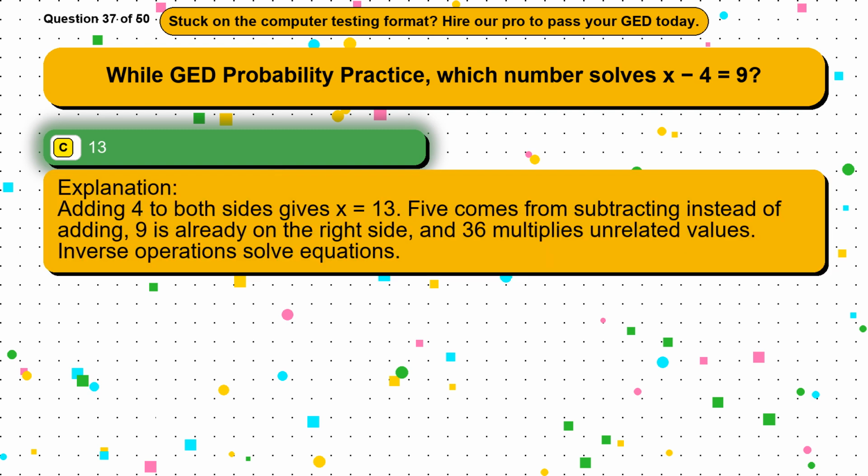Adding 4 to both sides gives x equals 13. 5 comes from subtracting instead of adding, 9 is already on the right side, and 36 multiplies unrelated values. Inverse operations solve equations.